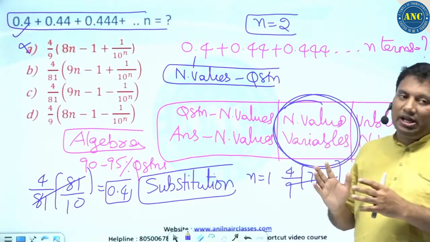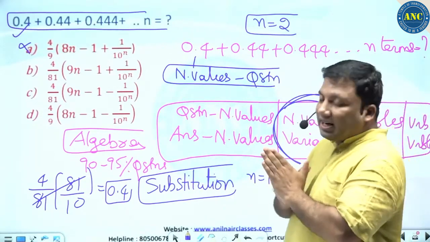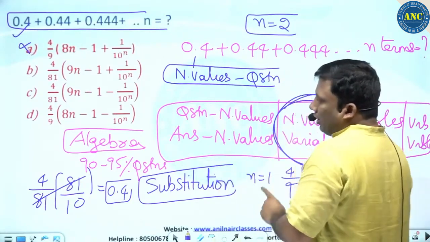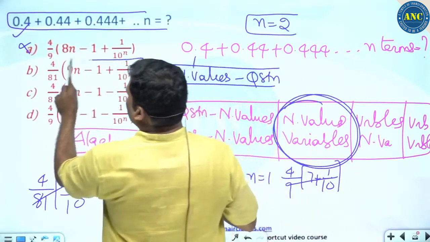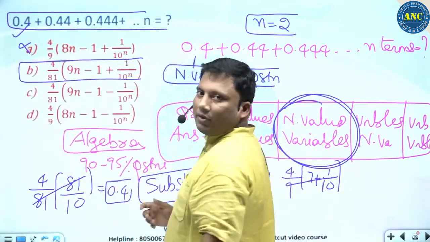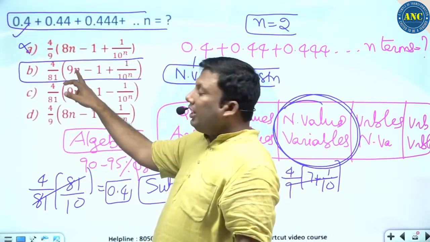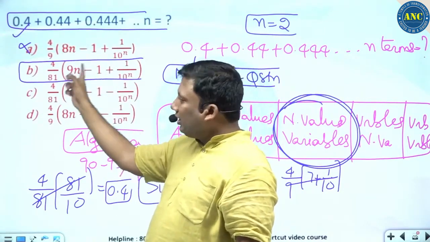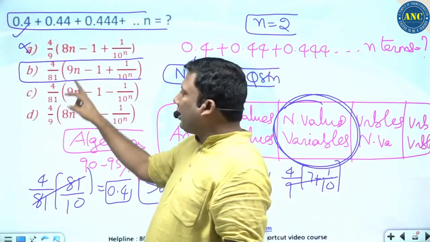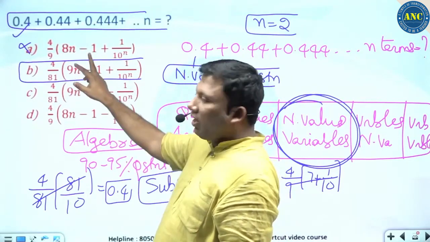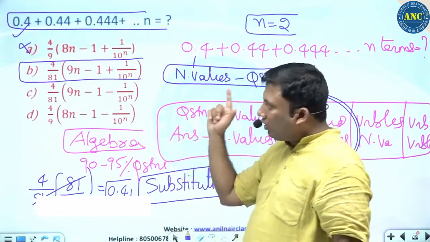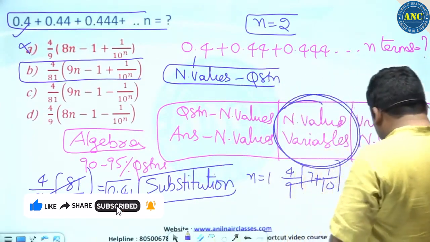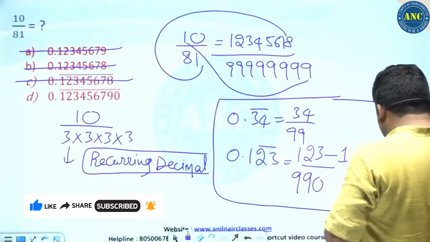Sandeep, question contains numerical values, answer contains variables. Just substitute, put n equivalent to 1. If I put n equivalent to 1, Sandeep, in the second option, 4 by 81, 9 minus 1, 8, 8 plus 1 by 10, 81 by 10, 81 will be cancelled. 4 by 10 will be 0.4. Idea clear? Second one. If you see, this is a question from algebra. This is a question from fractions and decimals.